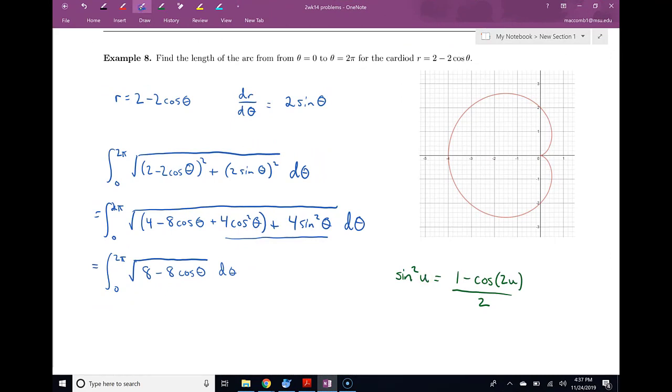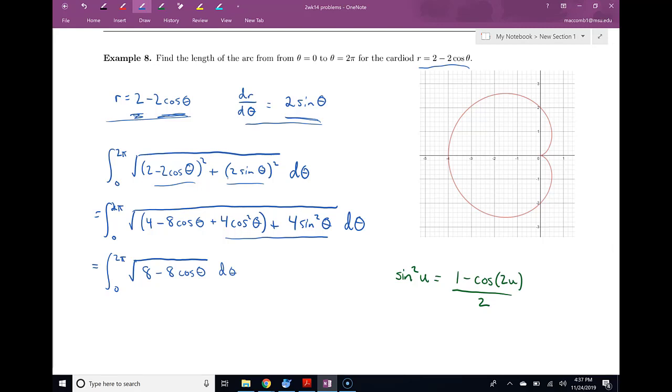I went ahead and I wrote down the r, which is given to us up here. I took the derivative of r with respect to theta. So the derivative of 2 is just 0, and the derivative of negative 2 cosine of theta, well, the derivative of cosine would be negative sine, and so that's why we get positive 2 sine theta here. I go ahead and I plug this into my arc length equation. So I have my r squared and my dr d theta squared. Add those together, take the square root.